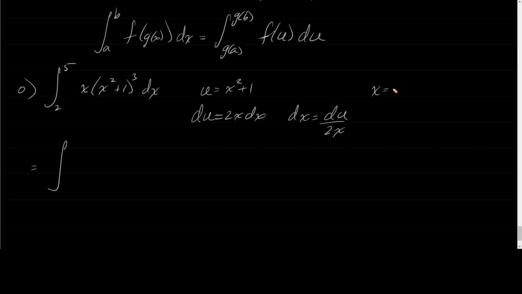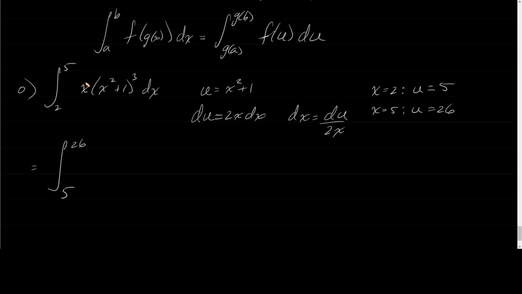So when x equals 2, what happens with u? Well, put 2 into here. 2 squared, 4, 4 plus 1, 5. So when x equals 2, u is 5. When x is equal to 5, what is u? We'll plug in 5 into here. 5 squared, 25, plus 1, 26. So what do we get now? Well, originally the integral was from 2, now it's going to be from 5. Originally it was up to 5, now it's going to be up to 26.